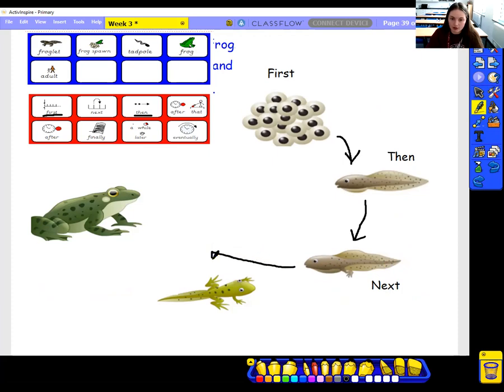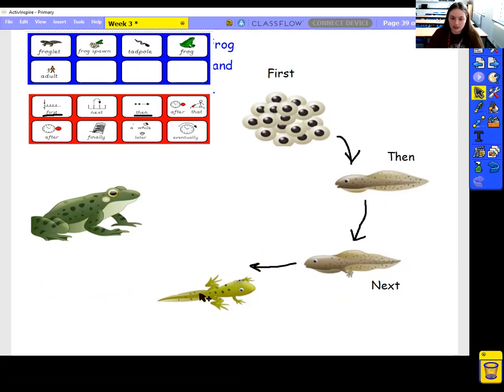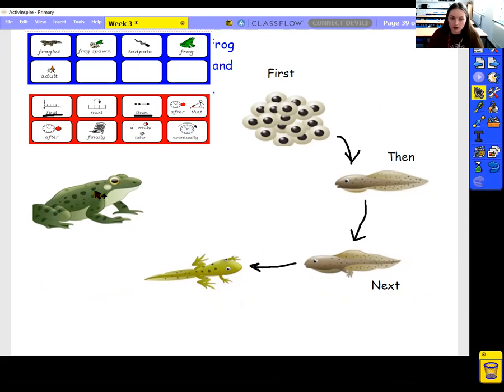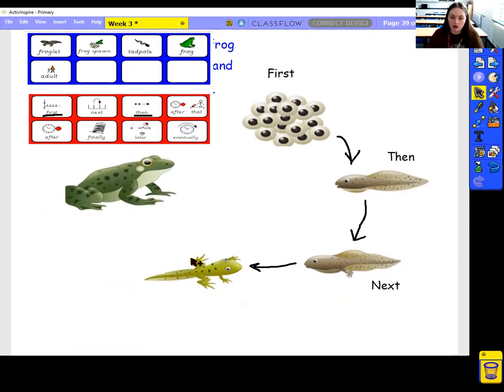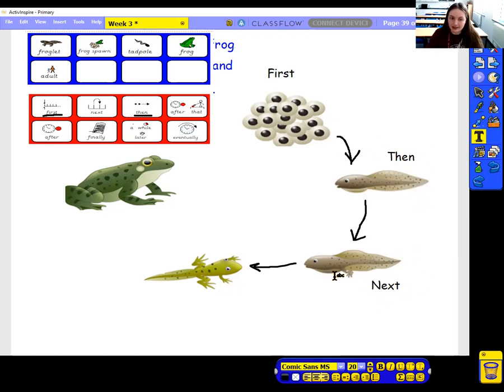After it's grown legs, what happens? Fantastic. It grows arms. And what does it become? What do we call this? Fantastic. It's a froglet. First we have frog spawn, then the tadpole hatches. Next, the tadpole grows legs. After that, it becomes a froglet.